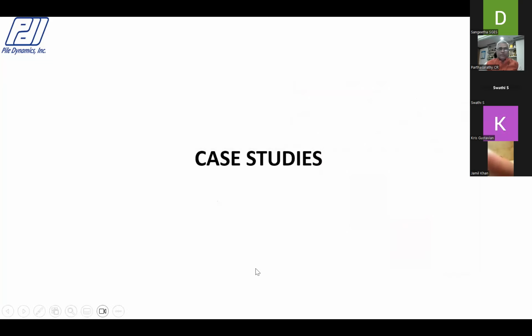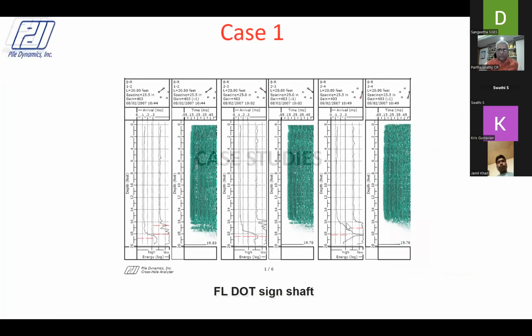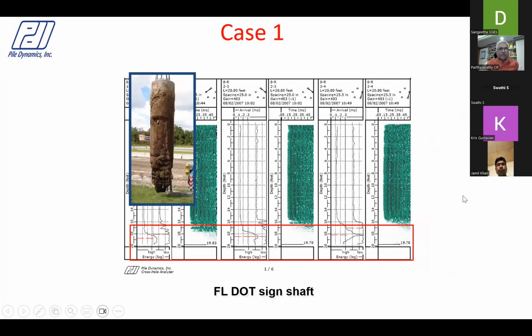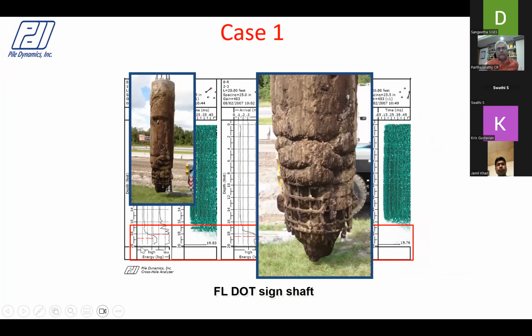Okay. So let me show you some data sets. In this waterfall diagram, it's straightforward. It's a complete loss of signal at the pile toe. When they actually exhumed the pile, you could see a severe defect in the pile.